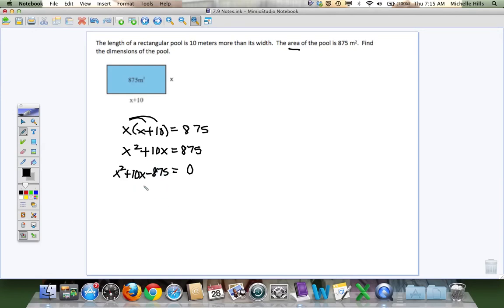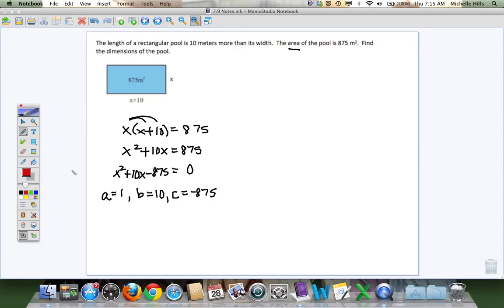I'm going to use the quadratic formula on this one because I don't want to look at factor pairs of negative 875. So a is the coefficient of x squared, which is 1. b is the coefficient of x, which is positive 10. And c is the constant, which is negative 875.